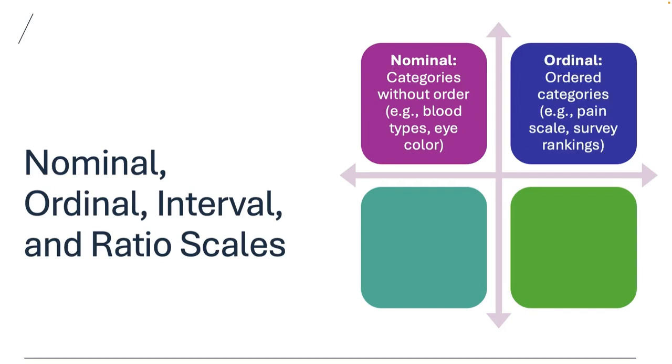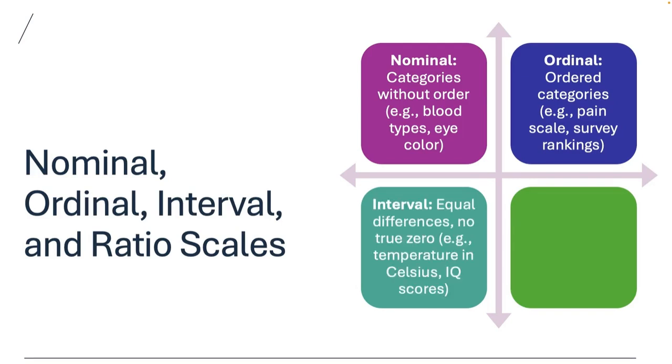Now we have ordinal data. This is similar to nominal data, but here the order actually matters. A great example is a pain scale, where 10 means severe pain and 1 means mild pain. However, the difference between 4 and 5 may not be the same as the difference between 7 and 8. This is ordinal data. Now, the interval scale has equal spacing between values, but there is no true zero. As an example, temperature in Celsius or Fahrenheit: 0 doesn't mean no temperature exists. It's just another value on the scale.